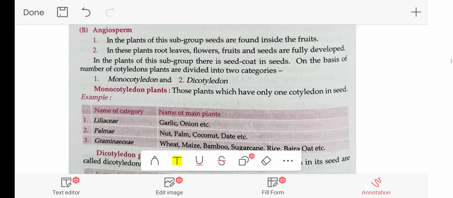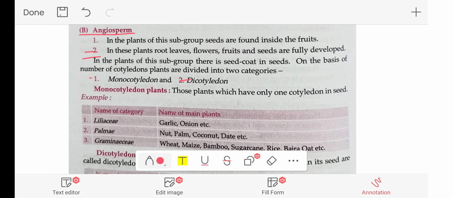Next, angiosperms. In the plants of this group, seeds are found inside the fruit. In these plants, root, leaves, flowers, fruits, and seeds are fully developed. In the plants of this group, there is a seed coat in seeds. On the basis of the number of cotyledons, plants are divided into two categories, monocotyledon and dicotyledon.